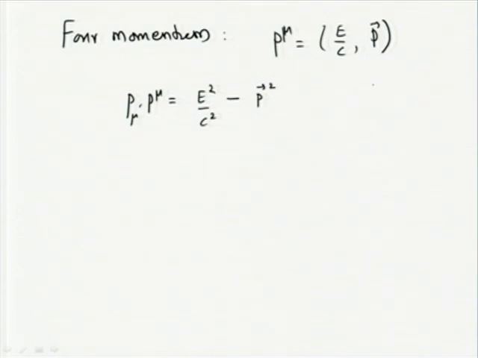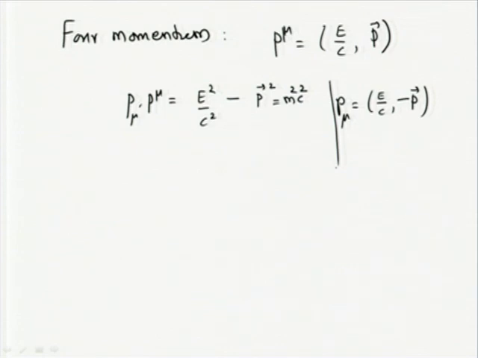That is because P mu covariant is E over c, minus P. This is equal to m square c square. That is what we mentioned in a couple of lectures before, that if you take the square of the 4 momentum, then that is basically the mass square times c square.